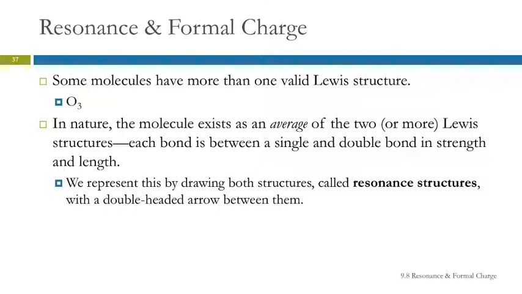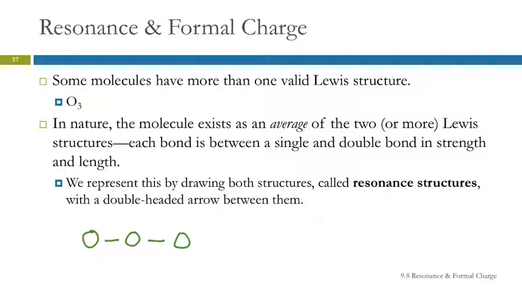So some molecules have more than one valid Lewis structure. Follows the rules, looks really good. So let's draw the Lewis structure for ozone. Ozone is O3. There's no other way to do it, 3 oxygens in a row.